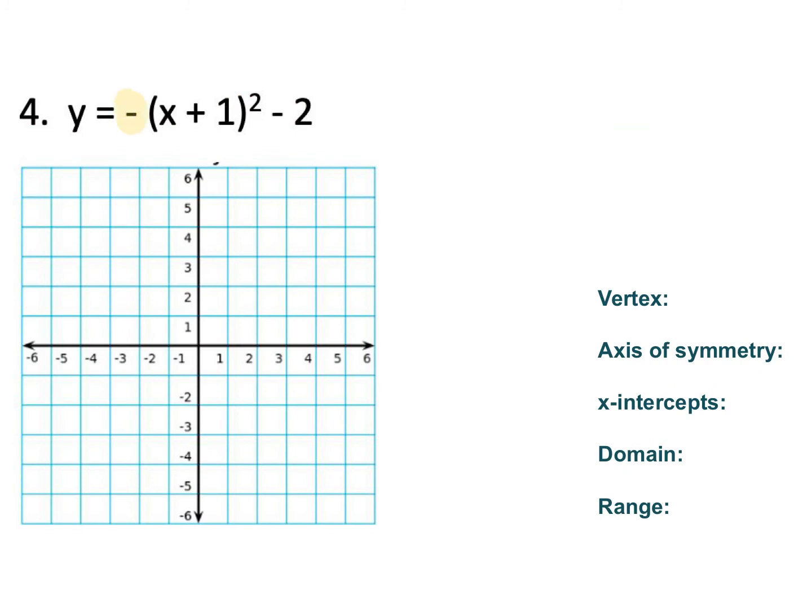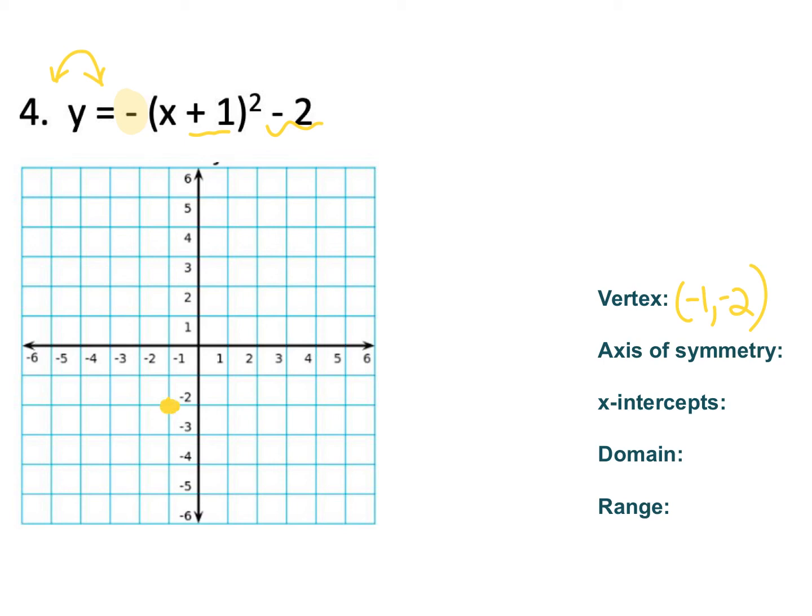So I see a negative a value. So this is a negative parabola. It's going to be frowning, opens upside down. And then this is hopefully recognizable as vertex form, opposite same. So opposite of this value would be -1, and then the same as your k value is -2. I'm going to plot my vertex at (-1, -2). I know it's going to open downward.